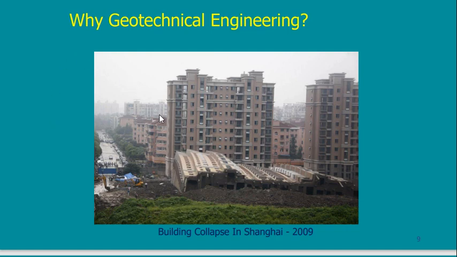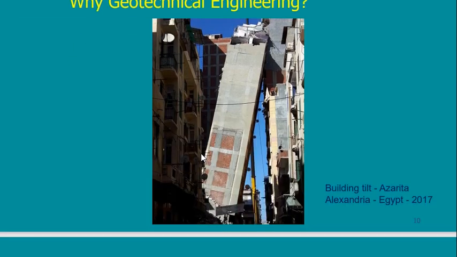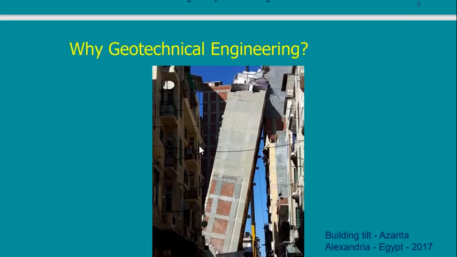Of course, you all know this building. This is very famous in Alexandria, the building that has tilted. Was there a way to prevent it? Yes. You know what happened to this building? They had to demolish this building from top to bottom. So it was completely removed.